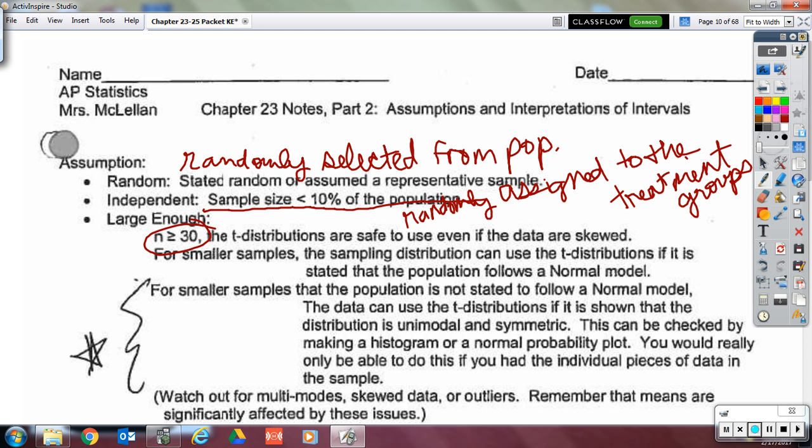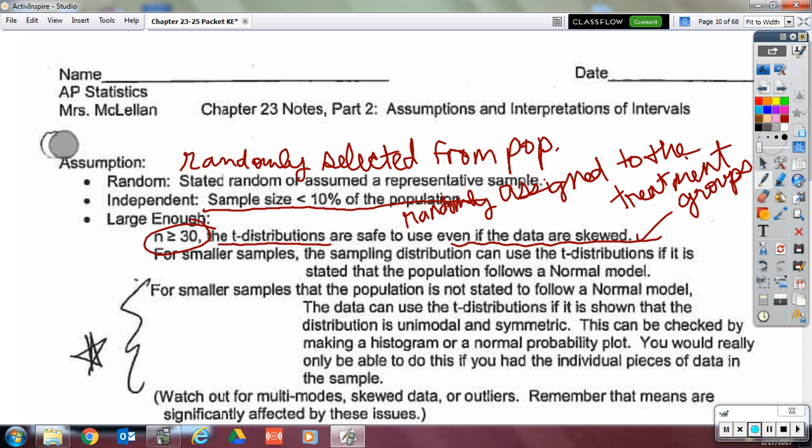Okay, so for n equals 30, the t distributions are safe to use even if we don't know the shape of the population. You know, the central limit theorem is about the shape. And it says if n is large enough, it doesn't matter the shape of the population. So even if the population is skewed, if n is large enough, the sampling distribution that'll go in our t distributions will be normal. Or in this case, nearly normal.